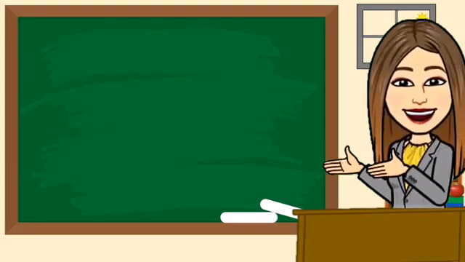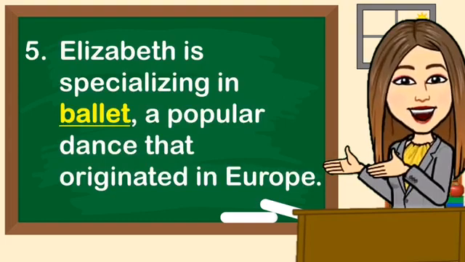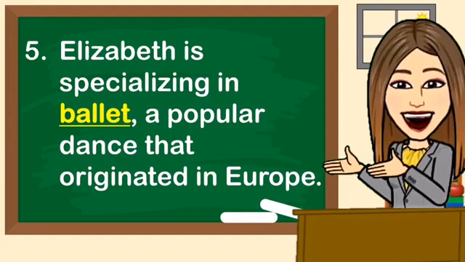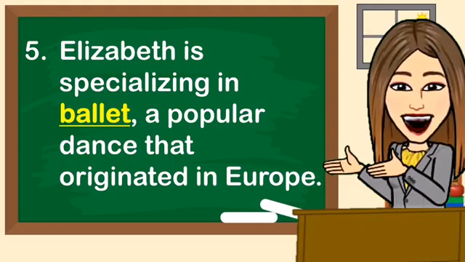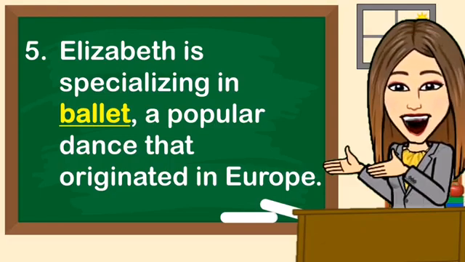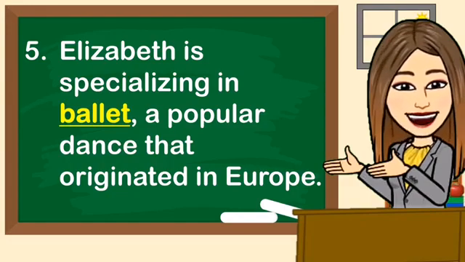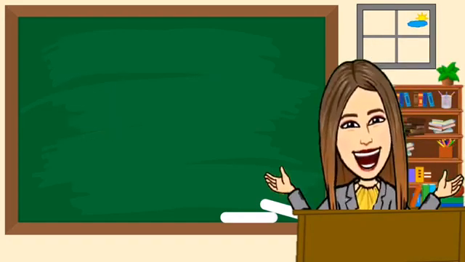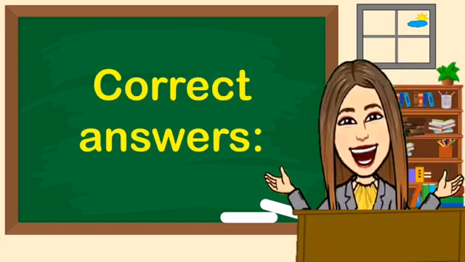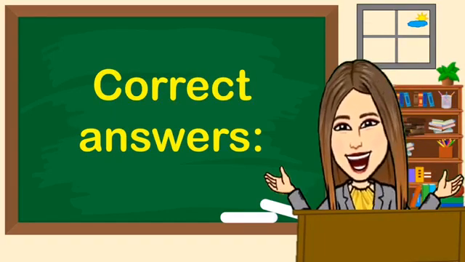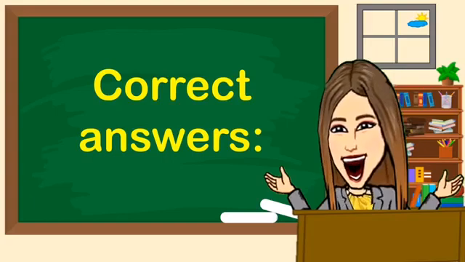Number 5. Elizabeth is specializing in ballet, a popular dance that originated in Europe. The unfamiliar word is ballet. Use context clues in finding the meaning of the word ballet. Now, let's find out the correct answers for the following sentences. Be honest in checking your answers.